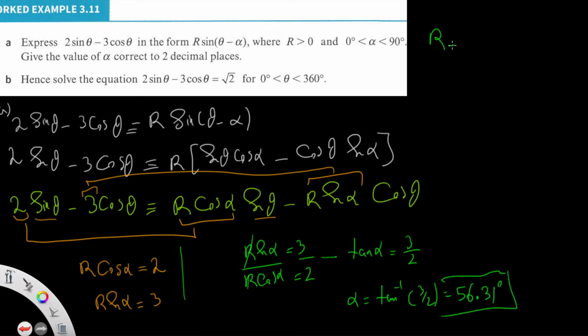And r we already know is the square root of a squared plus b squared. Even if you don't remember this relation, you can replace, because you have the angle, in one of the formulas, for example cosine of 56.31, to find r. So r will be the square root of 2 squared plus 3 squared, which is root 13.